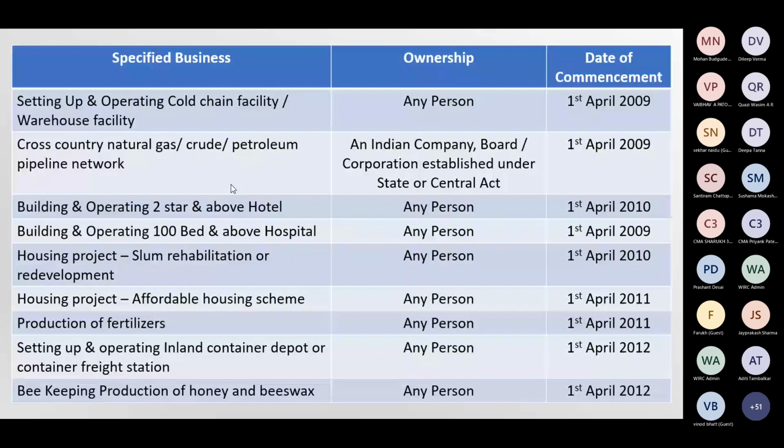Then building and operating a two-star or above hotel. Of course, you need permission from the requisite authority that the hotel is two-star and above. Then building and operating a hospital which is 100 beds plus. Then slum rehabilitation or redevelopment housing projects or affordable housing scheme, production of fertilizers, then setting up and operating an inland container depot or container freight station, beekeeping and production of honey and bee wax. This is applicable from 1st April 2012.